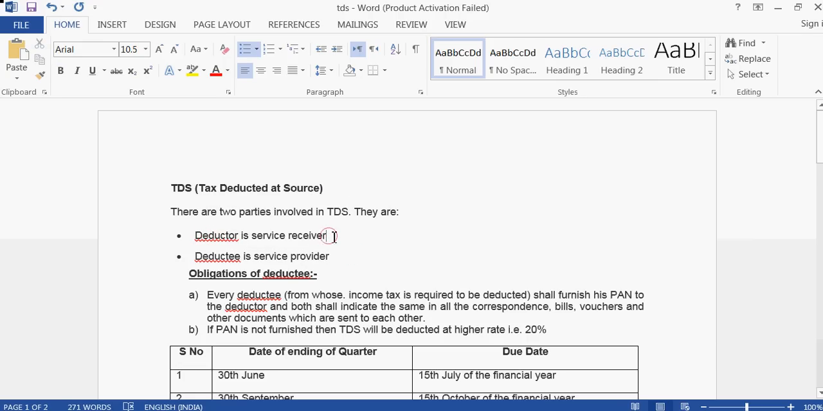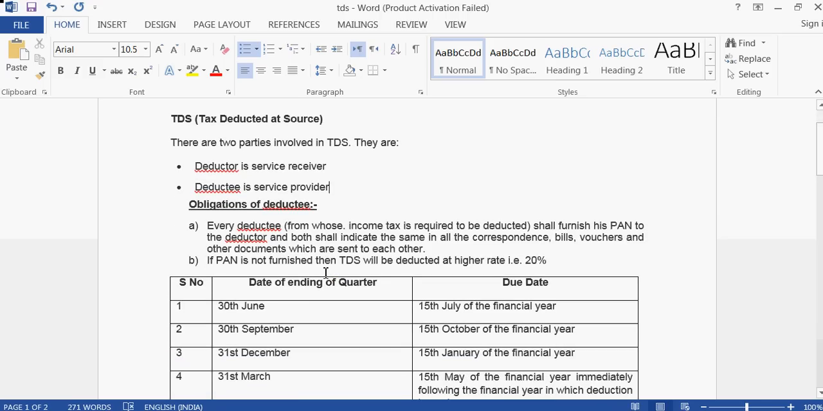and has to make payment to the vendor, the service provider. See the obligations of the deductee. Every deductee shall furnish his PAN to the deductor, and both shall indicate the same in the correspondence, bills, vouchers and other documents which are sent to each other.